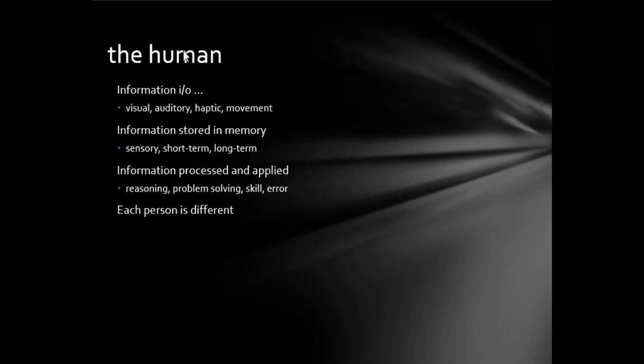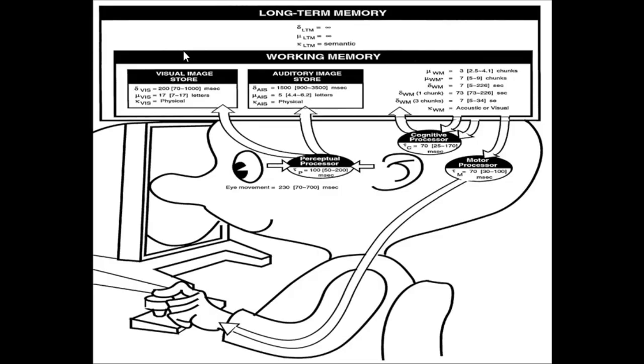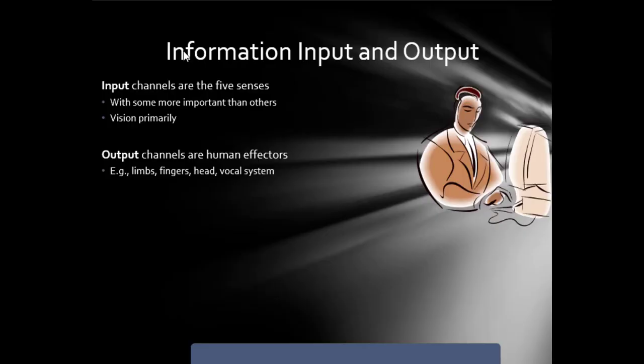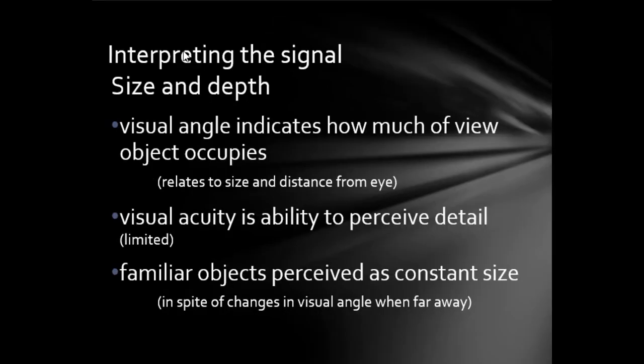Each person is different. This is the view of memory: long term memory, working memory, visual image store, auditory image store. Information input and output. Input channels are the five senses, with some more important than others, vision primarily. Output, each channel is affected by the human, for example limbs, fingers, head, vocal system.